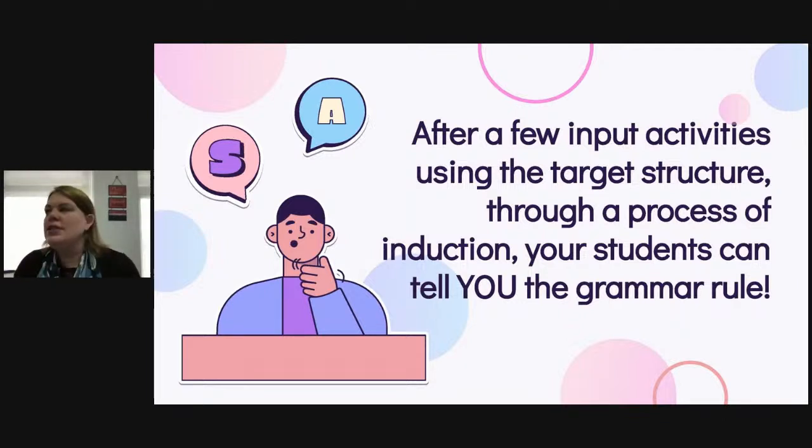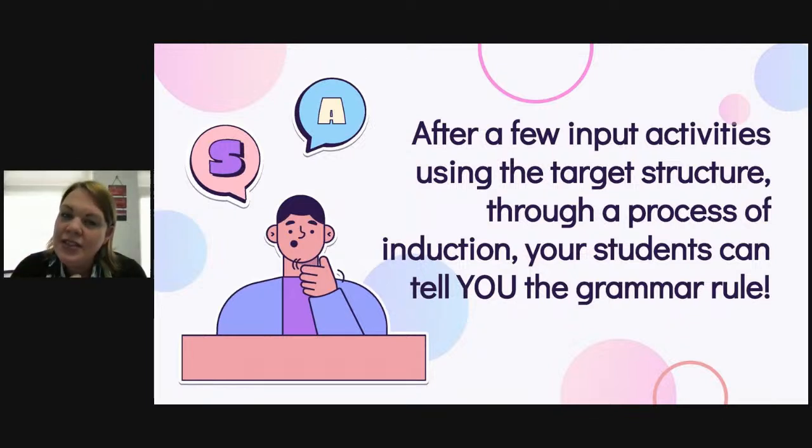Using the present continuous, I say, a lot is happening at school today. The students are eating lunch now. The birds are singing in the playground. The sun is shining, like all this stuff, right? And I do a few input activities.